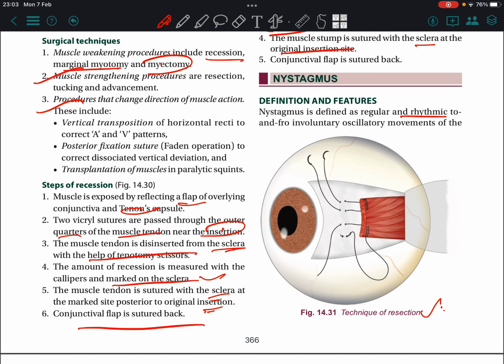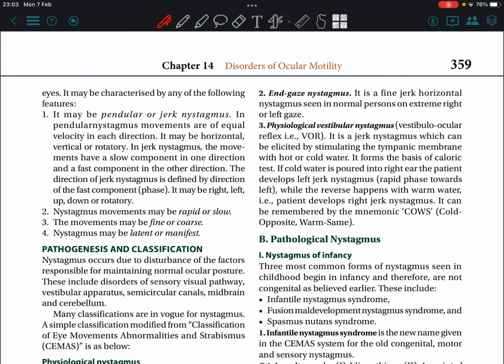Nystagmus is defined as regular and rhythmic to and fro involuntary oscillatory movements of the eyes.